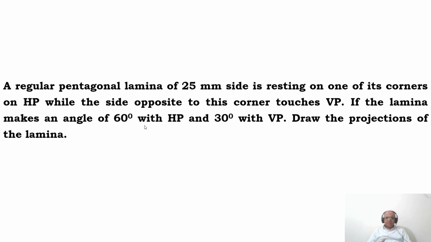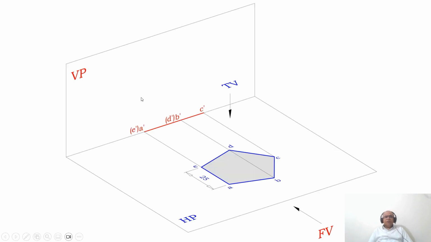Since he has given the surface inclination with respect to both HP and VP, obviously you have to draw the profile view, where you will get the surface perpendicular to the profile plane. That we are going to see at a later stage. Since it is resting on one of the corners on HP, and also the surface inclination is given with respect to the HP, first we are going to start the problem from the top view. Now we will first analyze it in 3 dimension.